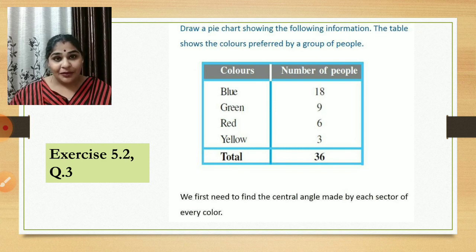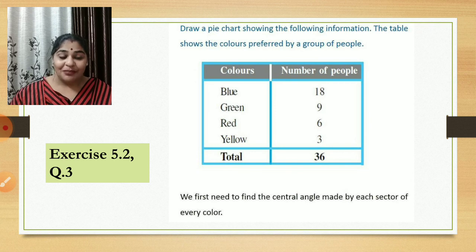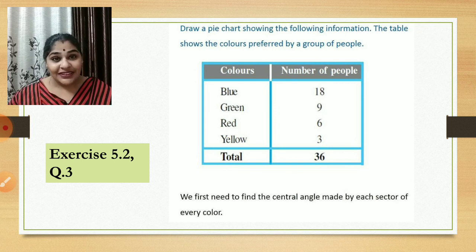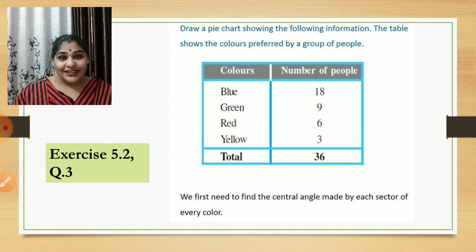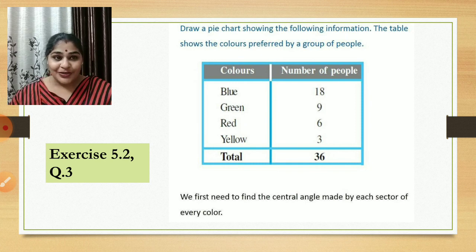So here the total number of people is not given in the question. So let us find the total number. The total number is 36. Alright, we need the total number to find the fraction, right children? So we first need to find the central angle to draw a pie chart. So let us begin.